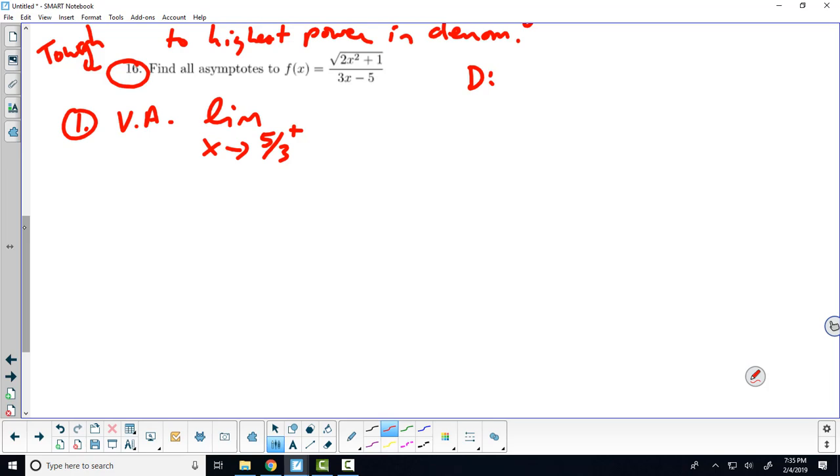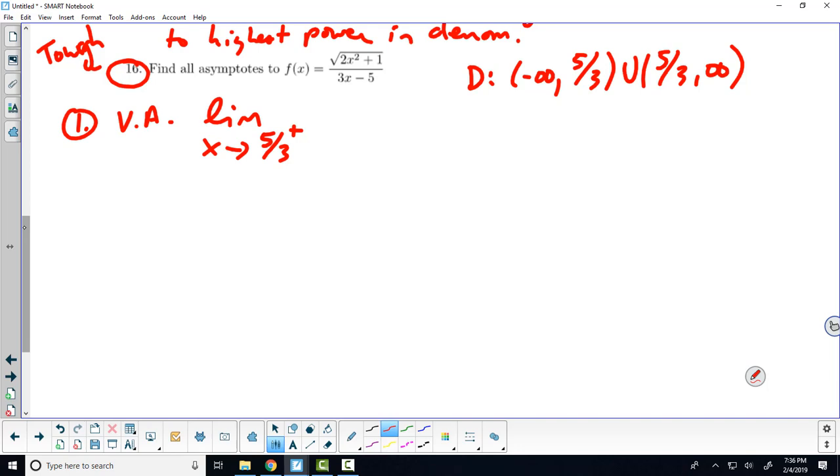No, because the expression inside the square root is always positive. The only problematic operation is division, and I have to be sure not to divide by 0, right? So the domain of this expression goes from minus infinity to 5/3, union with 5/3 to infinity. So, where do vertical asymptotes come from? Exclusions in the domain. So if we're going to be looking for vertical asymptotes, we explore the boundaries of where the domain starts and stops. So we explore what happens at 5/3.